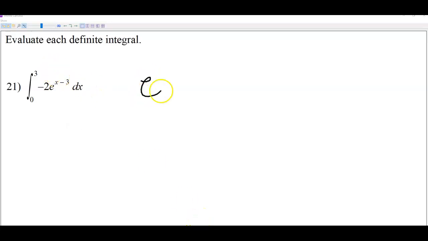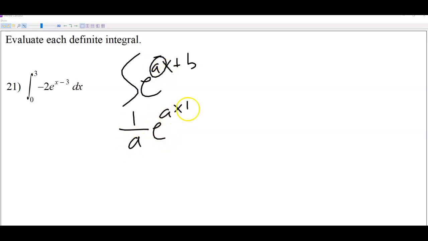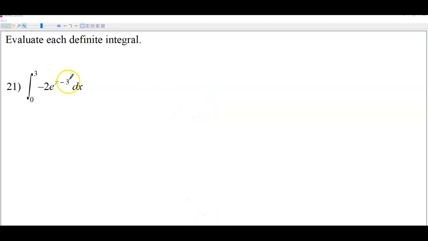Anytime you have an e to the power of ax plus b and you're integrating it, the answer is always going to be 1 over this number in front of the x, and then the rest of it just stays exactly the same. Okay? Now for ours, I do happen to have an extra little -2 there, which I'll pull out to the front really quick. But other than that, we can go ahead and apply this rule.